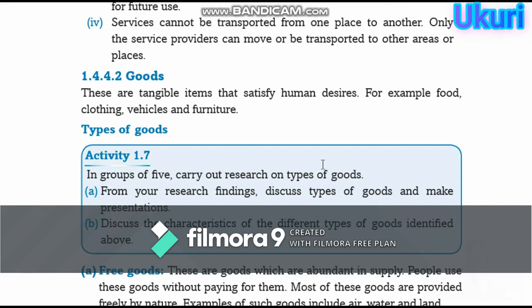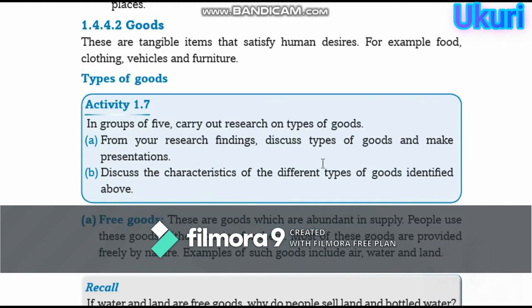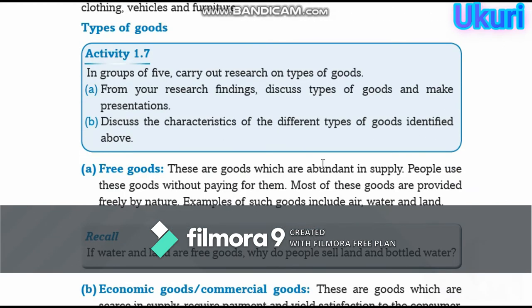There are types of goods. Now, what are the types of goods? You as a student, in a group of five, carry out research on types of goods. A, from your research findings, discuss types of goods and make presentations. B, discuss the characteristics of the different types of goods identified above.